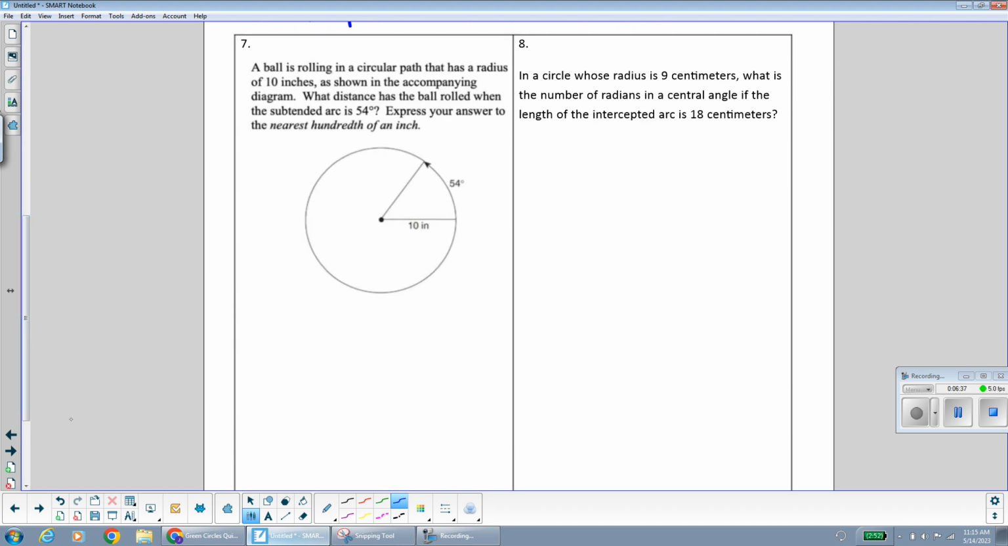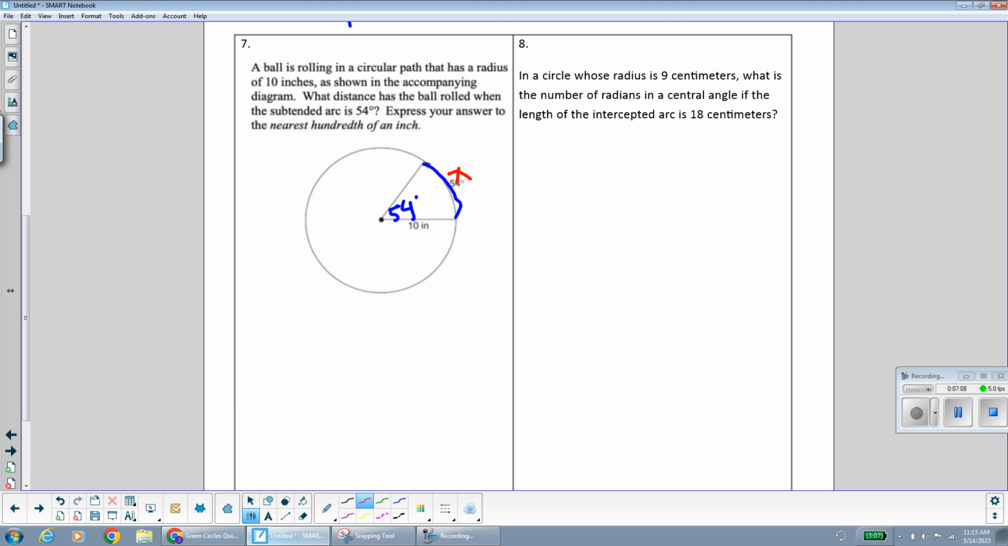Okay, a ball rolling in a circular path that has a radius of 10 inches. So here's where the ball is rolling. And we need to find the distance the ball has rolled. So we're finding the length of this arc, the length of the arc that the ball has traveled. So the measure of the arc is 54 degrees. So that means the measure of the central angle here is 54 degrees as well. Central angles are equal in measure to their intercepted arcs. But we need to find the arc length. So that's what we're finding, arc length.